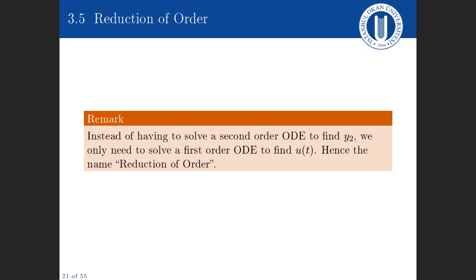That explains the name of this method. Instead of having to solve a second order differential equation to find y2, we only need to solve a first order equation for u. That's why it's called reduction of order. We're reducing the problem we have to solve from a second order equation to a first order equation.